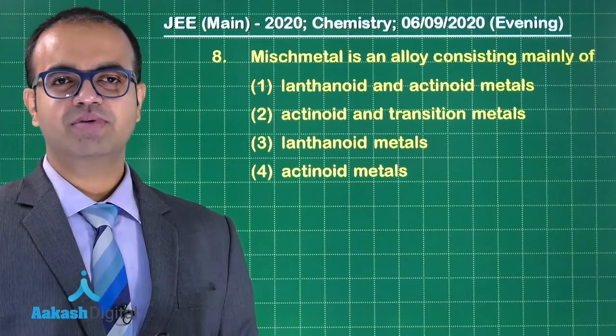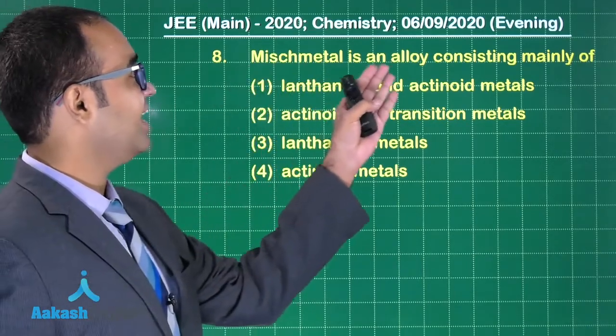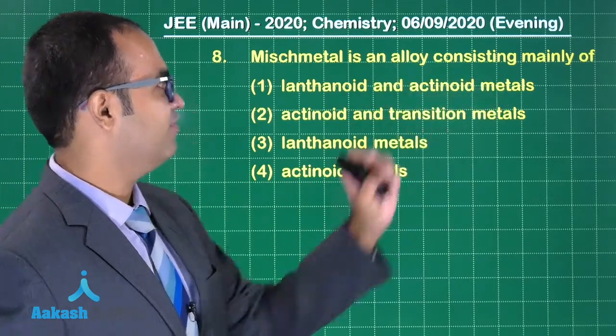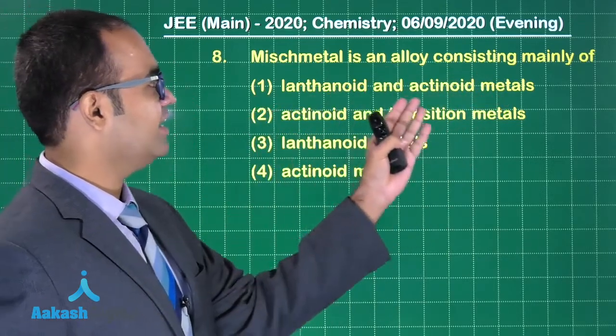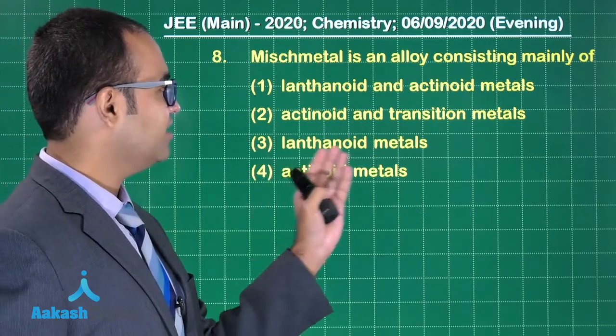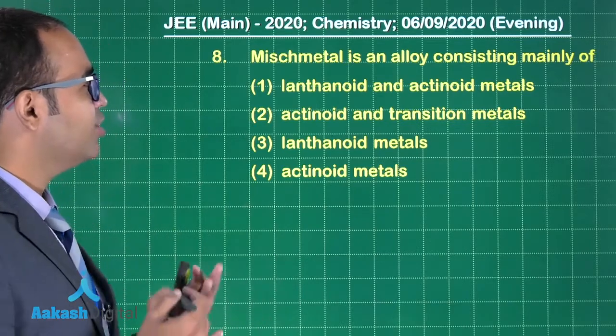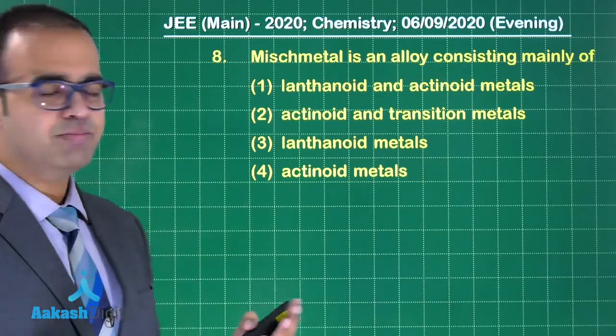Let us solve question number 8, guys. Mish metal is an alloy consisting mainly of lanthanide and actinoid metals, and transition metals. So it's a factual question, guys. When you are talking about mish metal, it is made up of what?